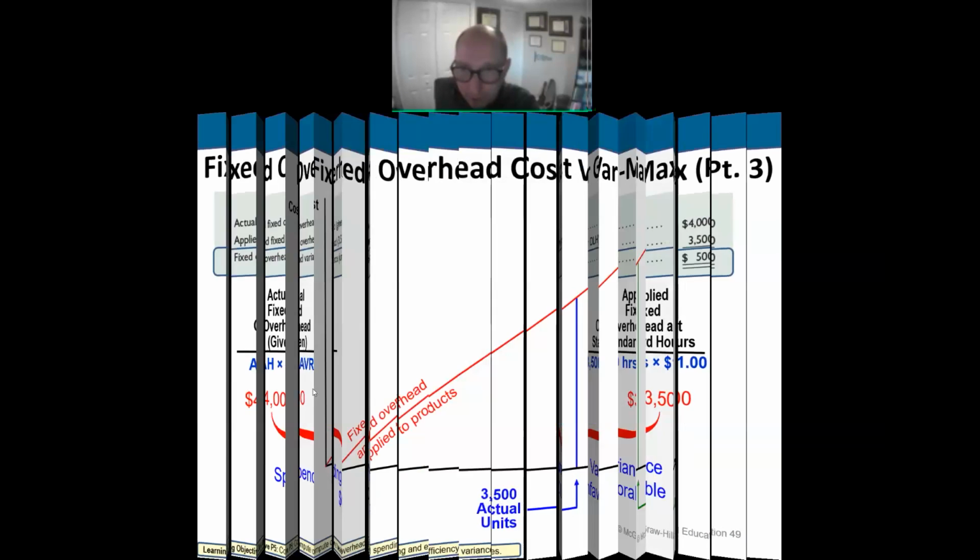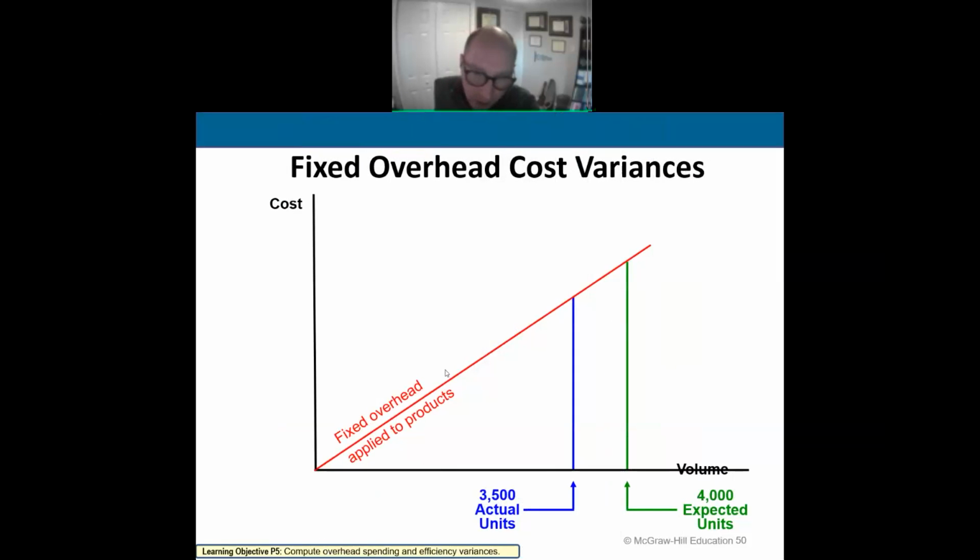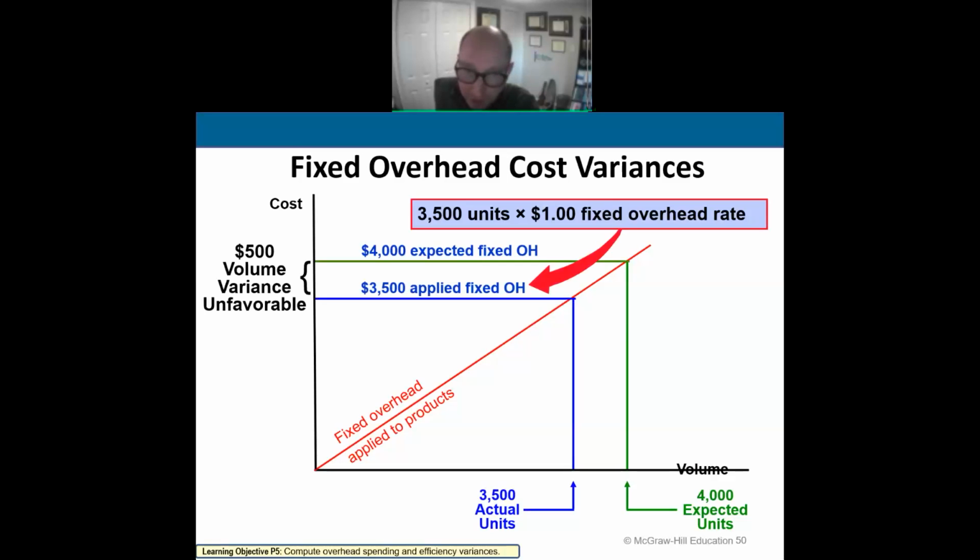Okay, almost done. This is what it looks like graphically. Graphically, we have fixed overhead, which, as you know, doesn't change with time, but the variable overhead does, based off of the actuals.